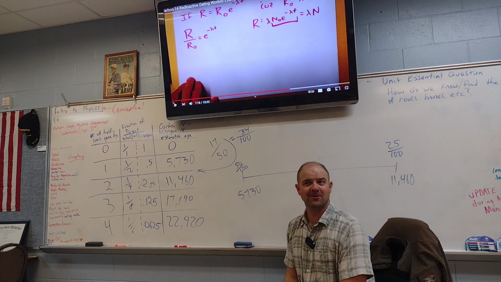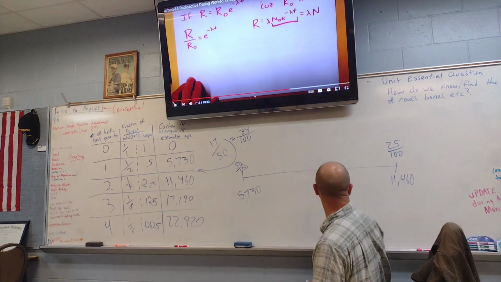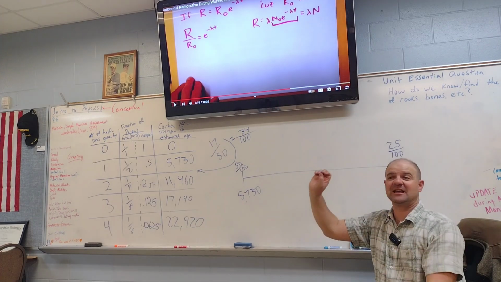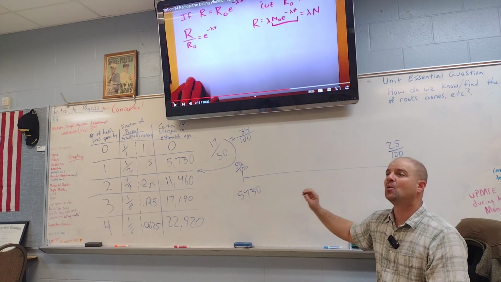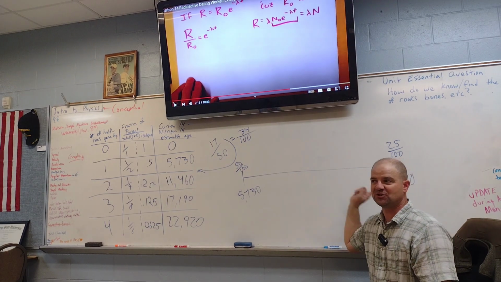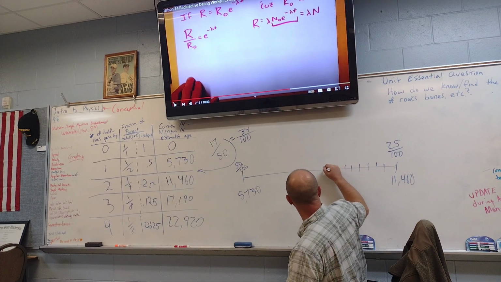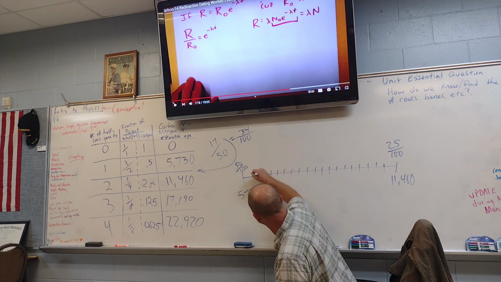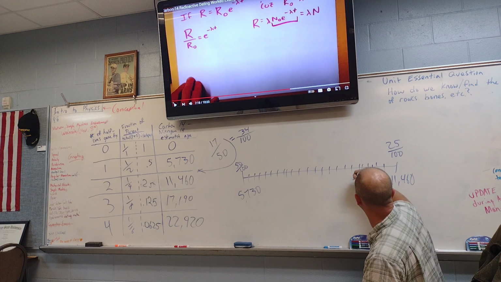25. 50 minus 25 is 25. So, to get 25 chunks of time on our number line or timeline, we'll need to put 24 lines in between the 2 lines that are already on there, right? So here we go. 1, 2, 3, 4, 5, 6, 7, 8, 9, 10, 11, 12, 13, 14, 15, 16, 17, 18, 19, 20, 21, 22, 23, 24.